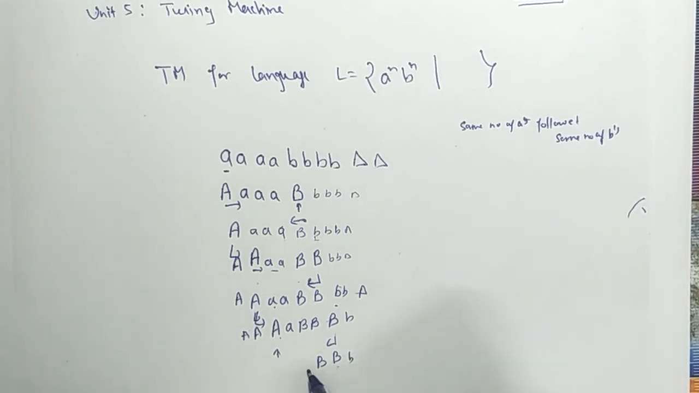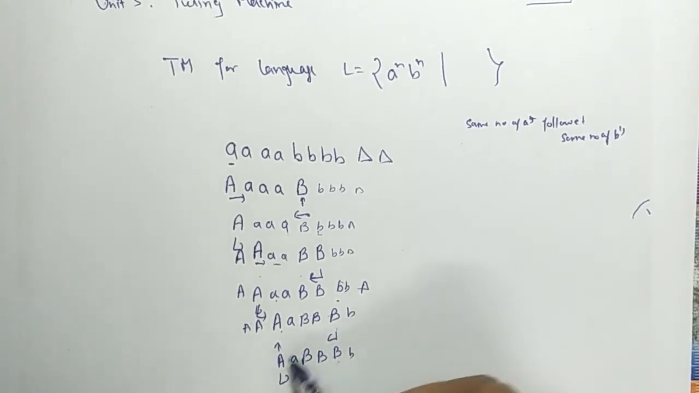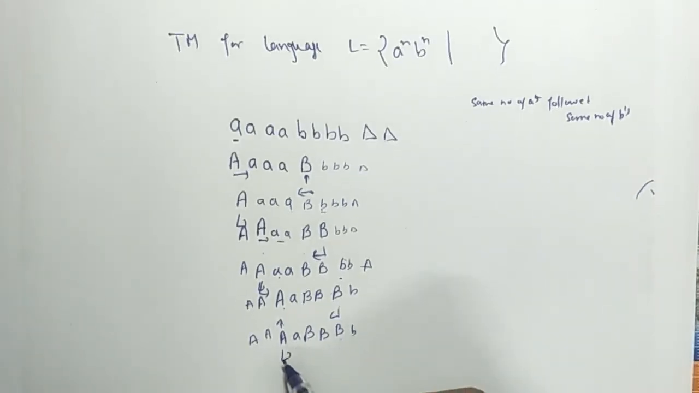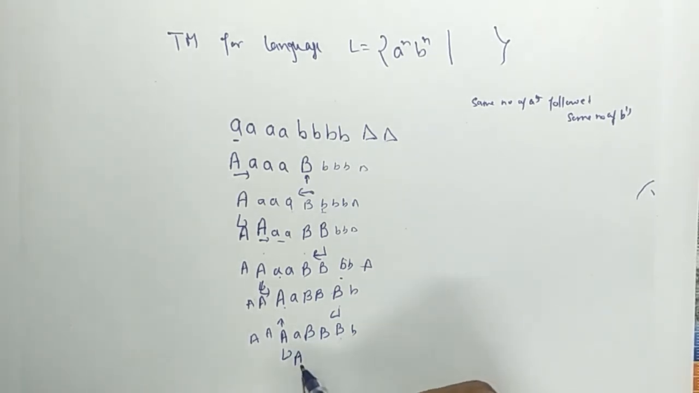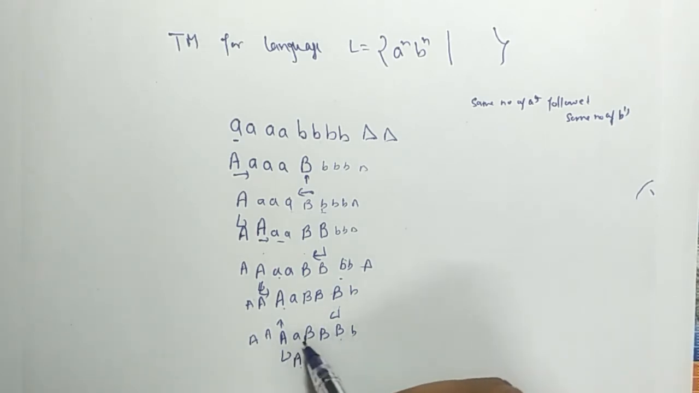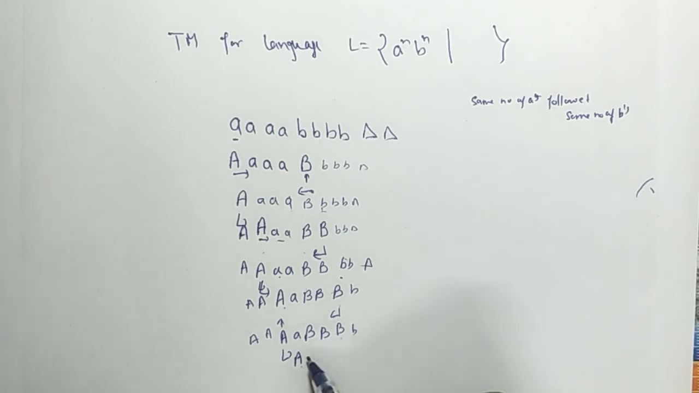From this capital B you move to the left, you will get capital A, and you will try to find some small a in the right of this capital A. It remains as it is over the tape. So here you may find some small a again. So you convert this small a to capital A, and you have to find a small b. For this a there must be a b. So you move to the right.